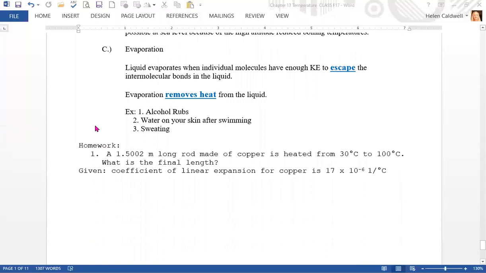Evaporation. So, liquid evaporates when the molecules have enough kinetic energy to escape those intermolecular bonds. So if you've got water on your skin, you've been sweating, or you've just come out of the pool, as the water evaporates, it removes heat energy from the liquid, so from your body, and that cools you down. If you put alcohol on your skin and it evaporates, you notice a cooling sensation. Again, if you get out of the pool or the ocean or the lake, and the water is on your skin, as it evaporates, it cools you off. If you sweat, as the water evaporates, it will cool you down.